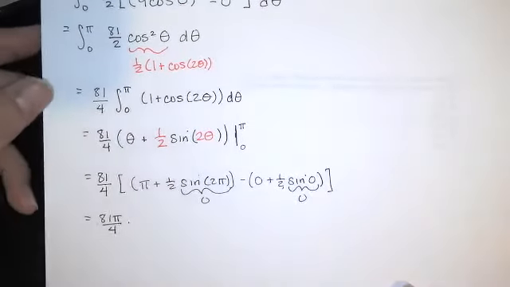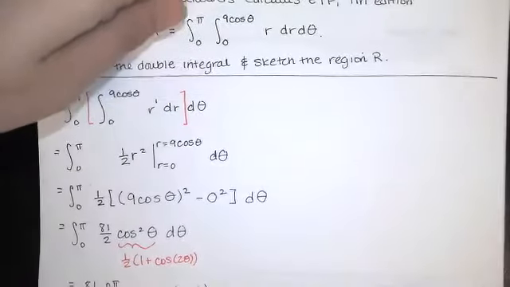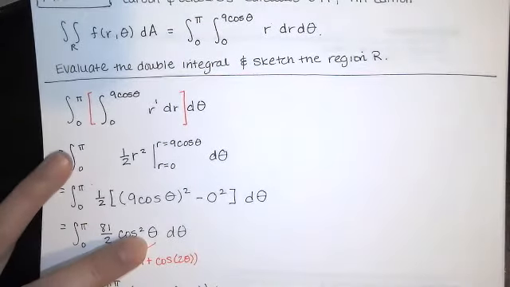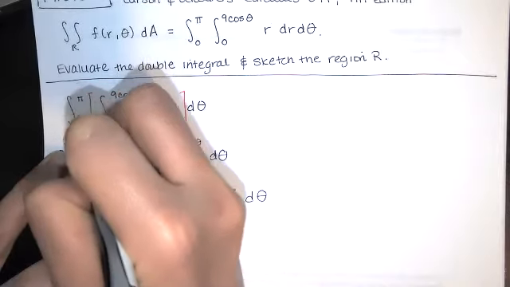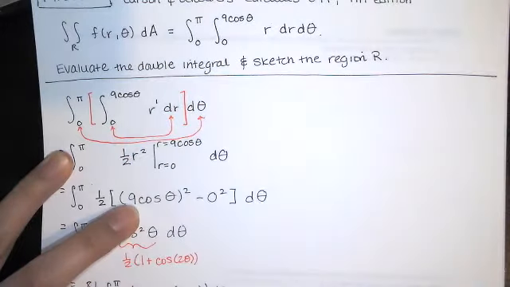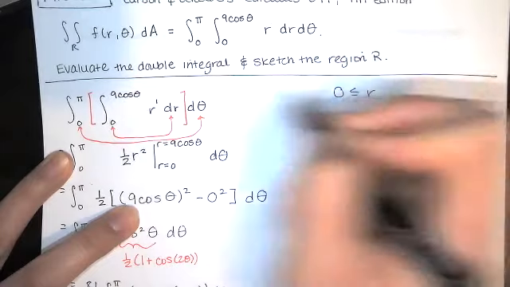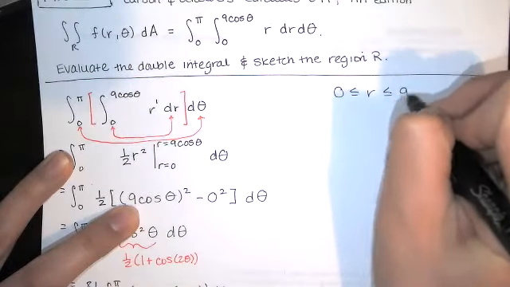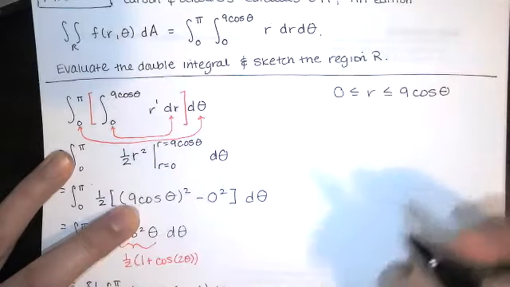It's not too bad. And the second part asked us to sketch the region R. Remember how this works. These bounds go with this variable, and these bounds go with this variable. So R is between 0 and 9 cosine of theta. And theta is between 0 and pi.